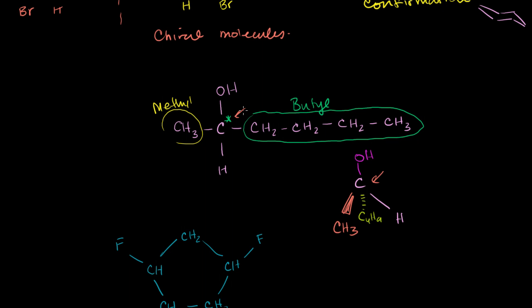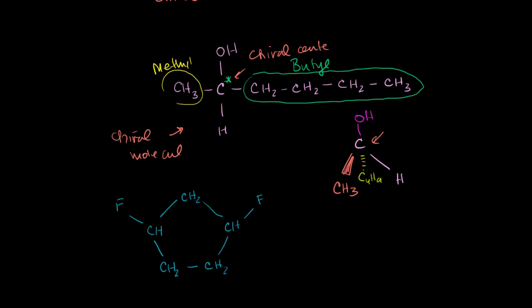This is a chiral center, we could say, or we could even call it an asymmetric carbon. It could be considered a stereo center or a stereogenic center. All of those are valid things to call this carbon right there. And this is also a chiral molecule. Now let's look at this blue example right here.